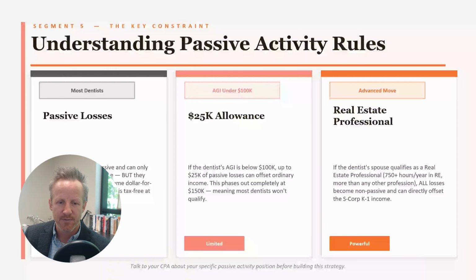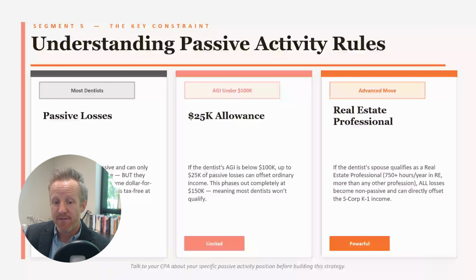Now, since the vast majority of you, and I hope all of you, have income over $100,000, because I don't know how you'd make ends meet with your student loans and all the toil and blood, sweat, and tears you put into getting your dental degree and buying a practice. I certainly hope you're above $100,000 of taxable income. So I'm going to say for most of you, this little caveat does not apply.